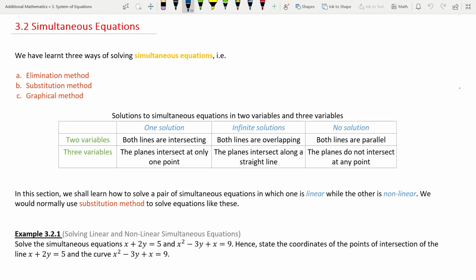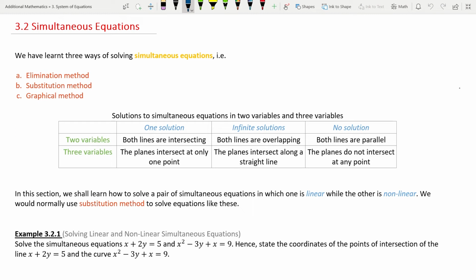For system of linear equations in three variables, when the planes intersect at only one point, we will have one solution. When the planes intersect along a straight line, we will have infinite solution. And when the planes do not intersect at any point, there will be no solution.